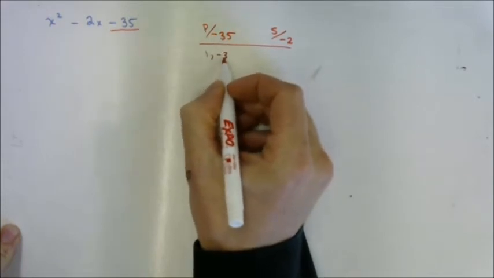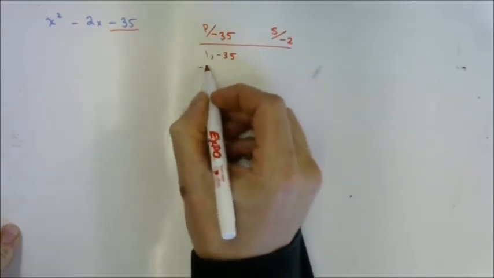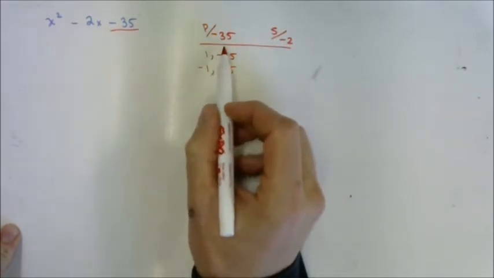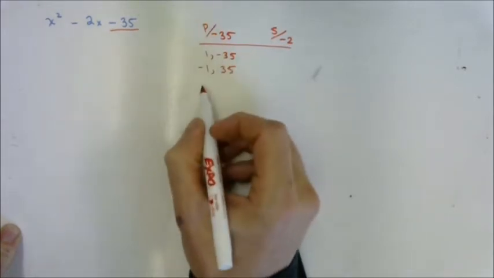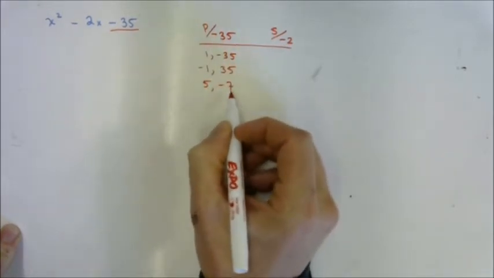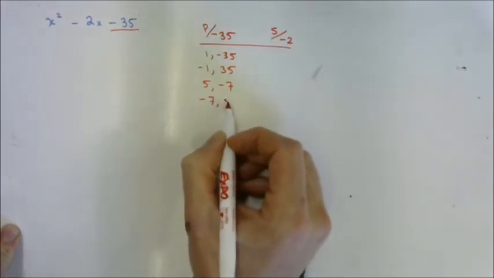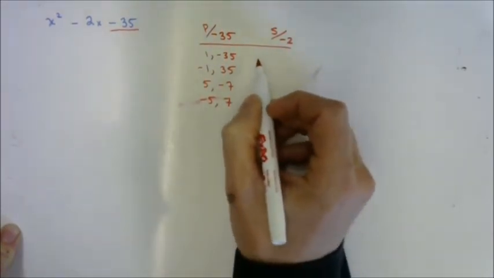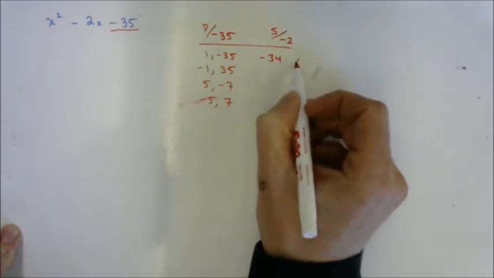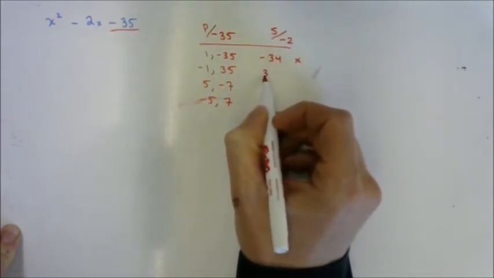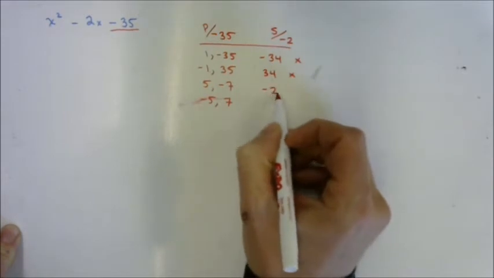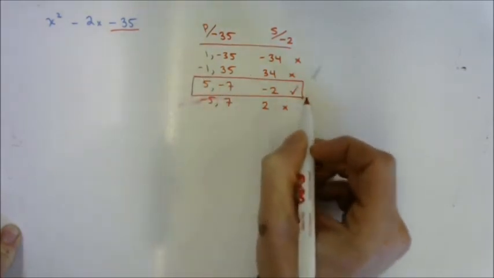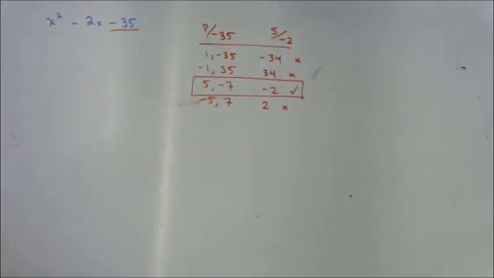I've got 1 and negative 35, because it's going to be a negative number, right? So I could also have negative 1 and positive 35. Then, is 35 divisible by 2? No. Divisible by 3? No. Divisible by 4? No. Divisible by 5? Yes. Its pair is going to be negative 7, or I could have negative 5, positive 7. Now, let's see what these guys add up to. Negative 34, no. Positive 34, no. Negative 2, yes. Check this one just in case. 2, no. There will always only be one pair that makes this thing work.